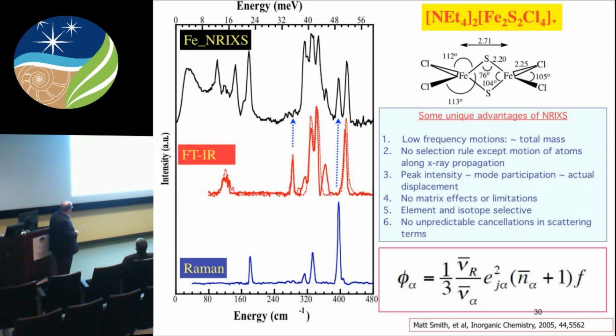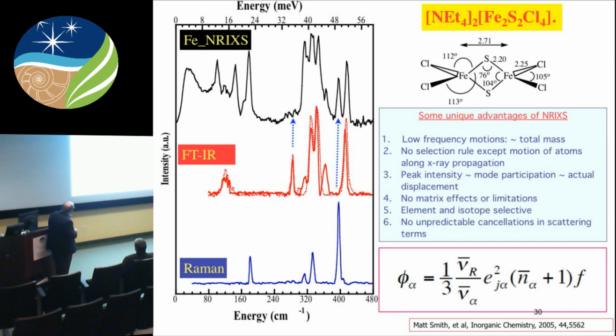So that's one advantage. There are no selection rules. Like in the Raman technique, you have to generate a dipole moment to actually make the measurement, and that dipole has to involve the atom that you're interested in. Whereas in this case, for example, this peak here does not involve iron, and I can see that.